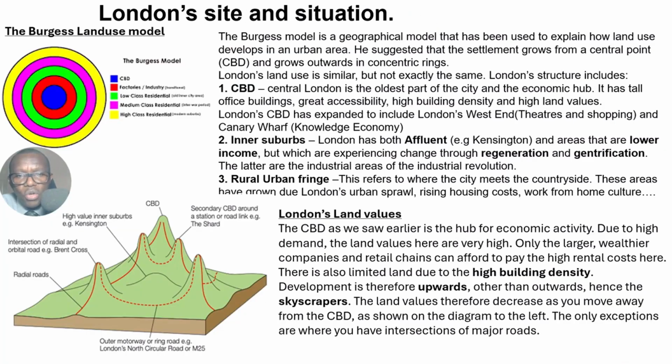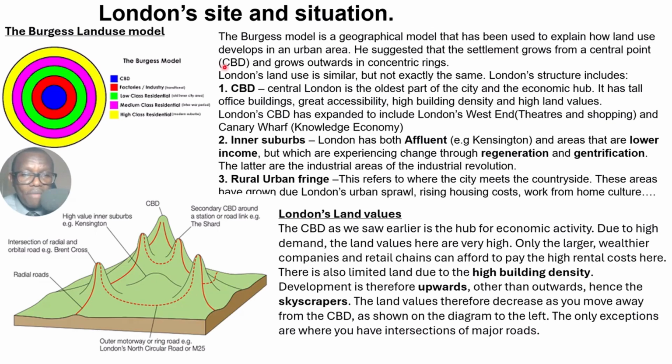Okay, so we shall now look at London's land use and also the land values here in London. Now we have a model here, and this is the Burgess model, and it's a geographical model that has been used to explain how land develops in an urban area.